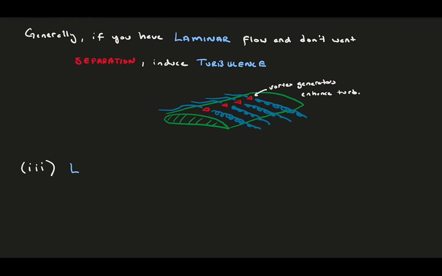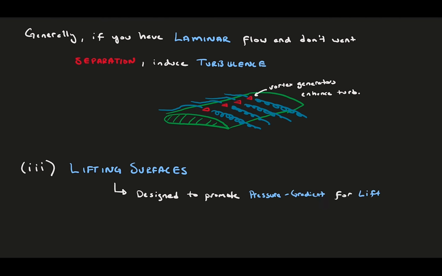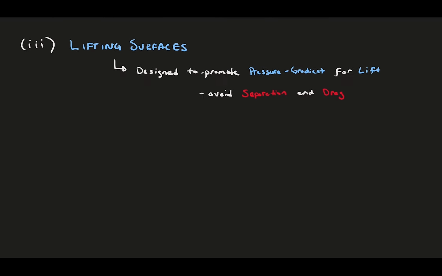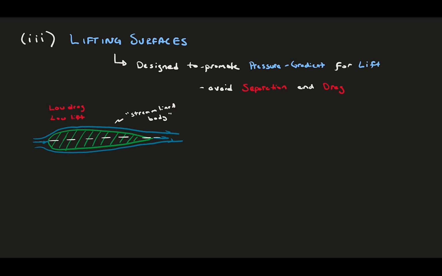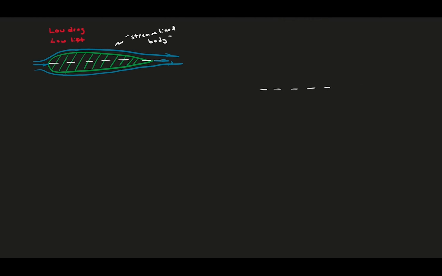Okay, now that we have a better handle on pressure gradients and separation, it's time to talk about airfoils. These are lifting surfaces specifically designed to promote pressure gradients to achieve lift while avoiding separation. Consider an airfoil, which can take many different shapes but is often portrayed almost like a sideways teardrop. When the foil has no angle of attack with respect to the flow, as long as it has no camber, it produces very low drag and generally little to no lift.